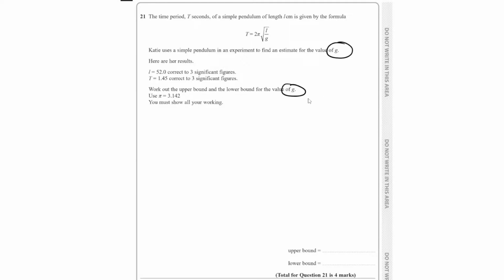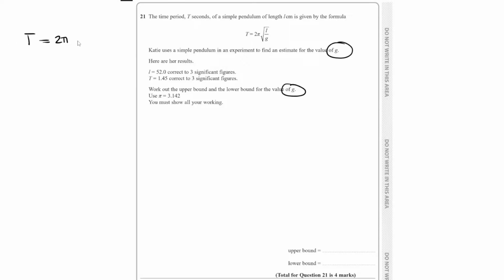So do just double check, because obviously most of the time they ask you for the one that is the subject, don't they? But in this case, they've asked us for g. So one of the things we're going to have to do is rearrange this equation to get g as the subject. And then we can sub in, obviously, to find upper and lower bounds. So I might write it over here just so I've got more space.